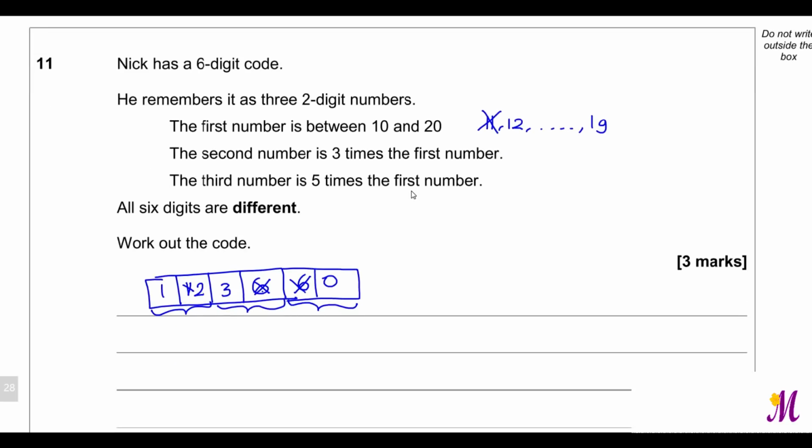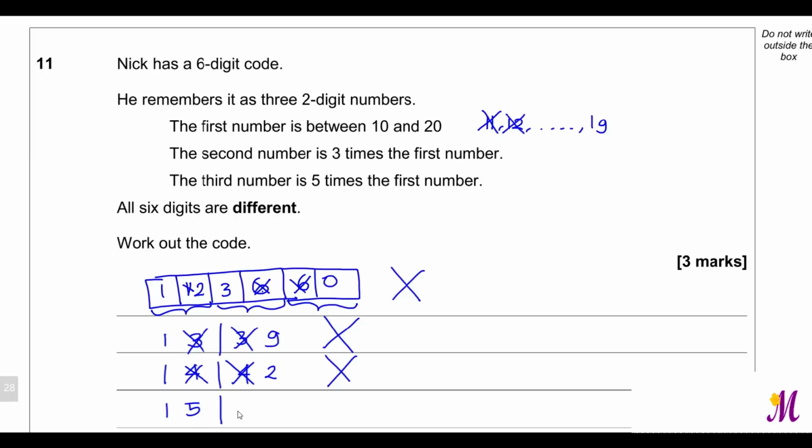Let's try another possibility. What if we use 13? So we cross 12 out. With 13, the second number will be 3 times 13, which is 39. 39, and they already repeat. So it's not possible. Cross this out. What about 14? 3 times 14 will be 42. 4 and 2. This is not possible as well, they've been repeated. So cross this out. Let's try with 15. 3 times 15 is 45. So we have 45 here, and this is not possible.